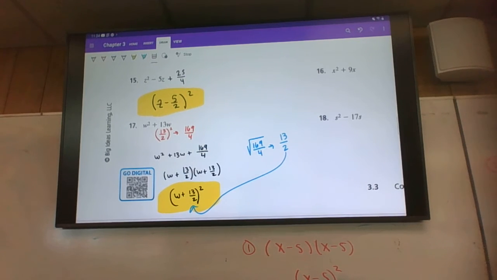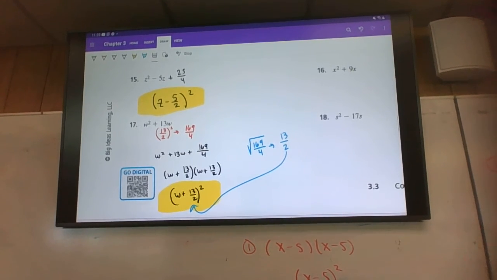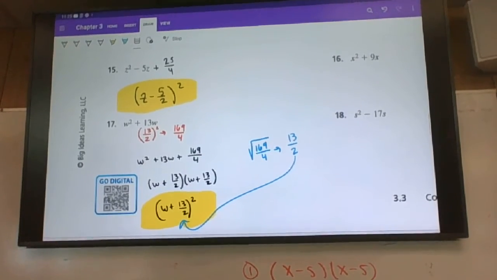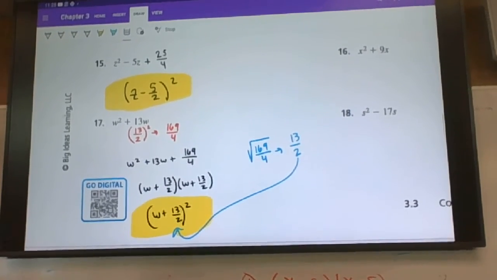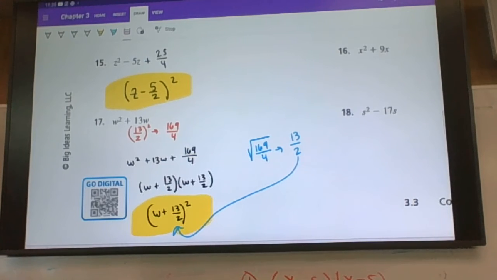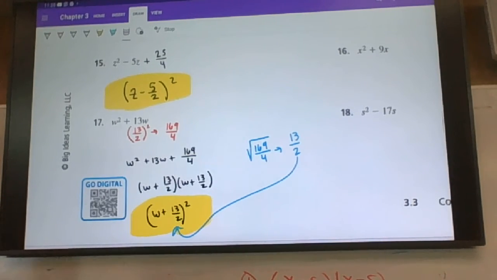Alright, if you're done with that, find example 3 in chapter 3.3 and start looking through it. I'm going to go through example 3 with you. Page 216, I believe. 217.